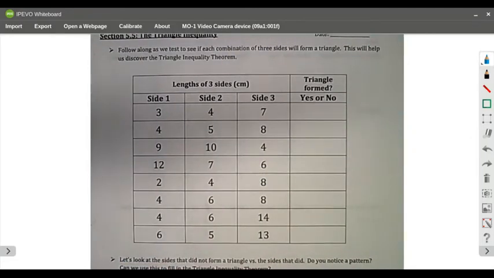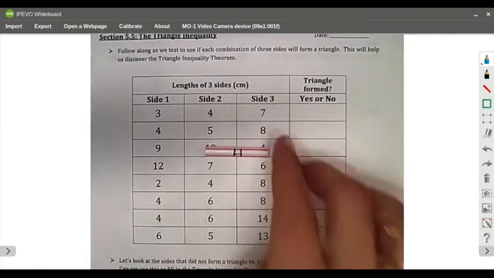But then you'll start to see a pattern. And then usually, in class, we'll talk about why the yeses are yeses and why the noes are noes, and then we'll come up with the theorem together. But this is going to be a little bit different. I still wanted to show you what this chart was all about.